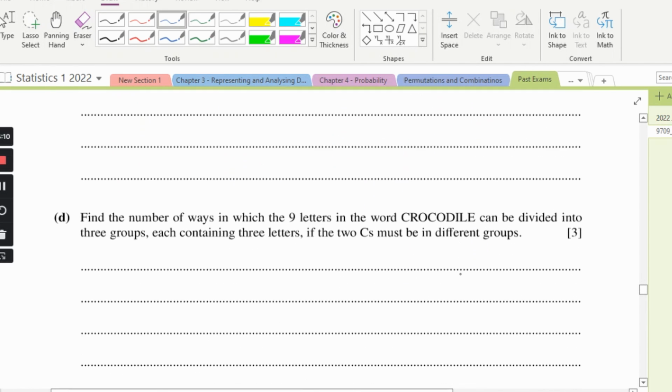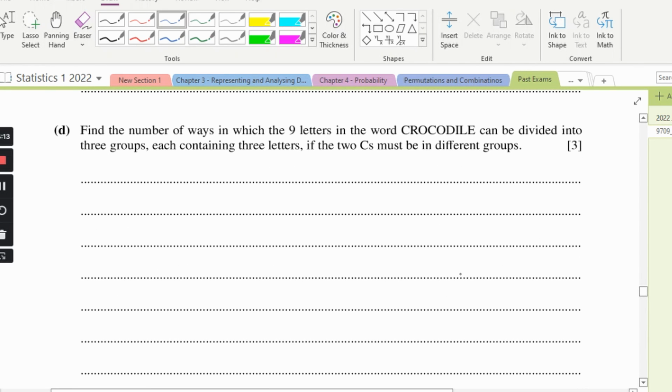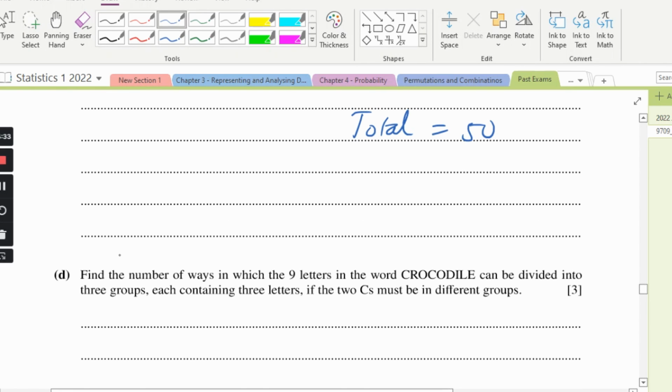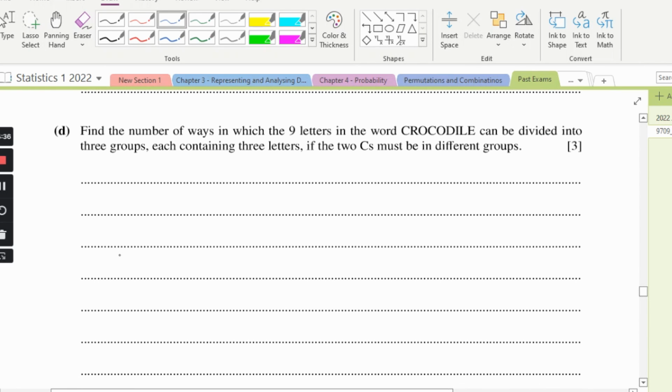Okay, moving on. Find the number of ways in which 9 letters in the word crocodile can be divided into 3 groups, each containing 3 letters, if the 2 C's must be in different groups. Okay, so again, I think we're just going to draw out some of these different options here. The way we're going to think about it is we'll put in our O's because that makes life a bit easier. So we could do it like this: C-O-O, C something something, and then something something something. That's one way of doing it.